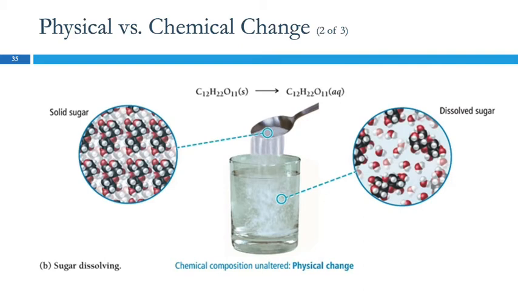Another physical change that's not as obvious is when something dissolves. Here we have an example of a physical change known as dissolving. So here we have an illustration of sugar. These are sugar molecules. And you put some sugar into a cup of water and you stir it, and what happens? It dissolves. It looks like it disappears, right? It's like, where did it go? Well, it's inside the water, but you can't see it, but you can taste it, right?